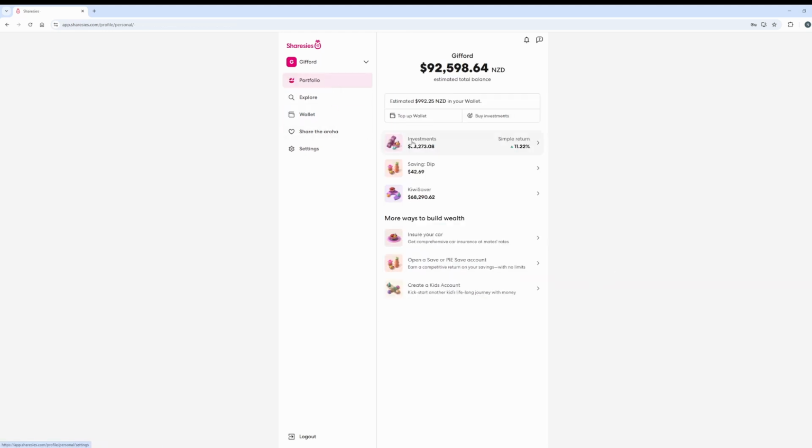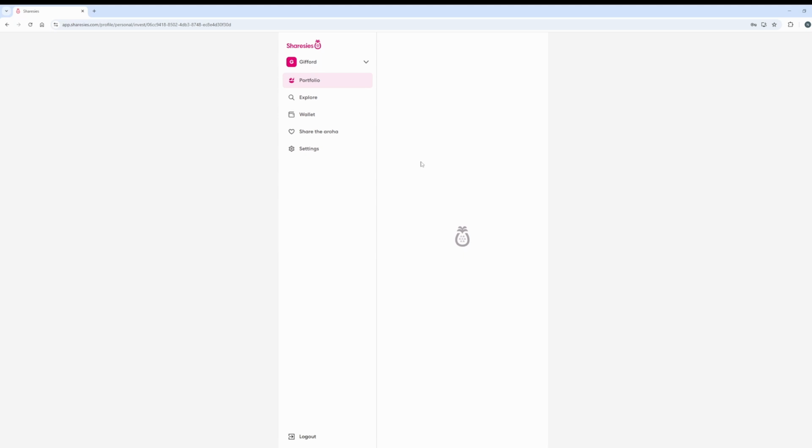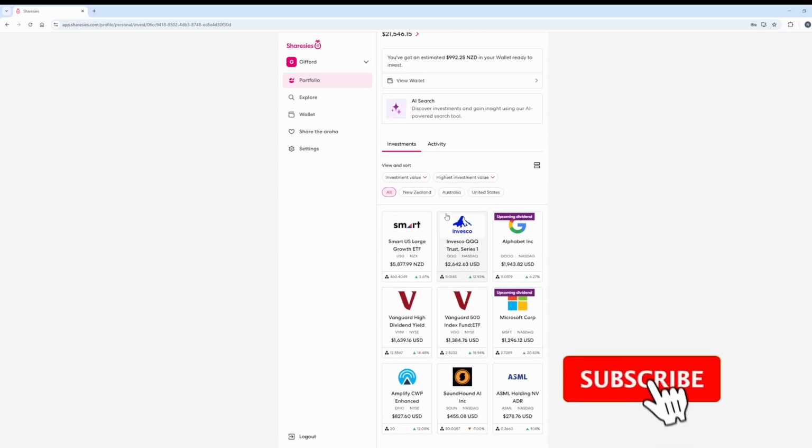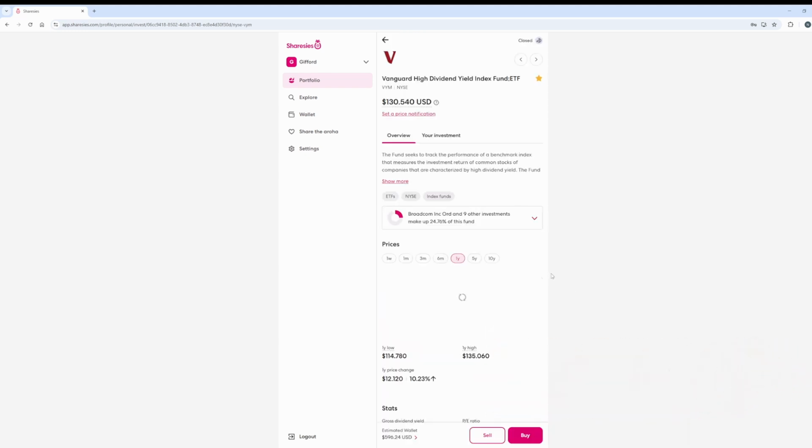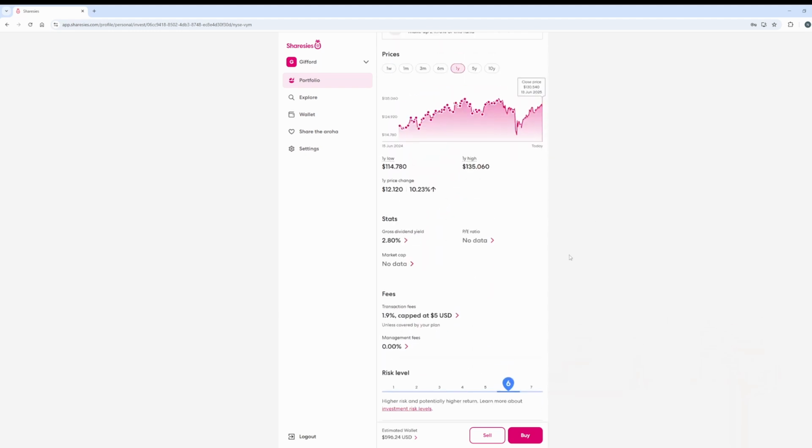Alternatively, you can go to your portfolio, go to investments, click on that, and wait for it to load. Then you can come down to your investments and say something like VYM, which is a dividend payer of mine. Just before you open it, you can see there that the gross dividend yield is 2.8.